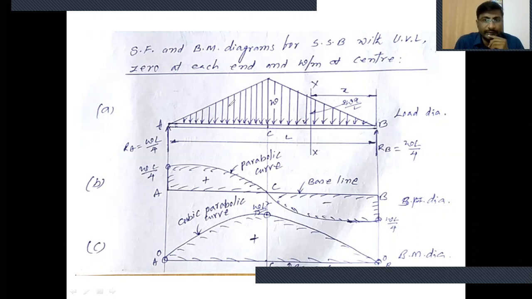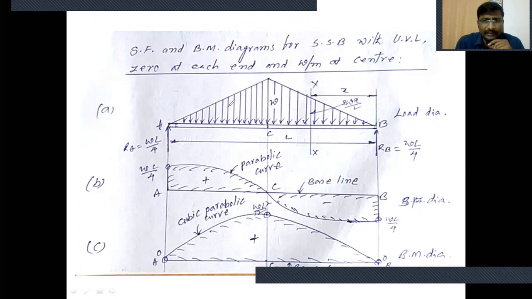In the previous class, we drew the shear force and bending moment diagrams for different types of beams like cantilever beams and simply supported beams with different types of loads, that is point loads, multiple point loads, and UDL, that is a uniformly distributed load. We also drew the shear force and bending moment diagrams for the simply supported beam with uniformly varying load, which is 0 at one end and maximum at the other end.